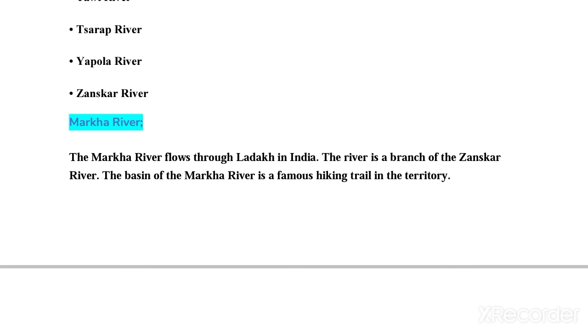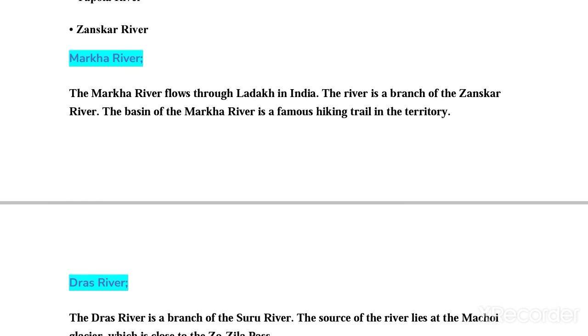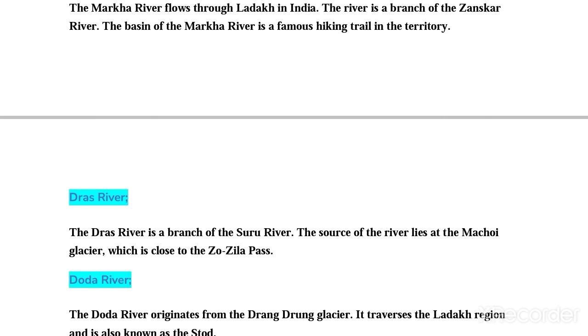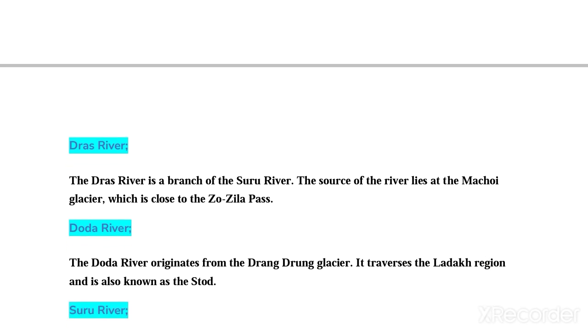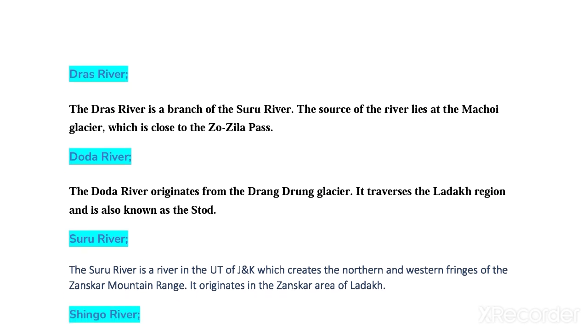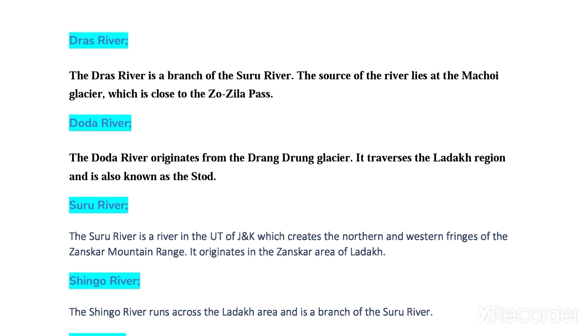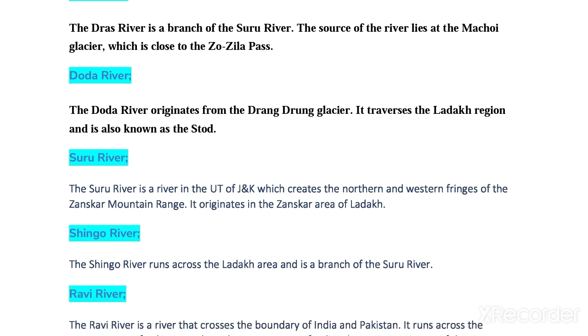Markha River. Markha River flows through Ladakh in India. The river is a branch of the Zanskar River. The basin of the Markha River is a famous hiking trail in the territory. Dras River. The Dras River is a branch of Suru River. The source of this river lies at the Machoi Glacier, which is close to Zojila Pass.